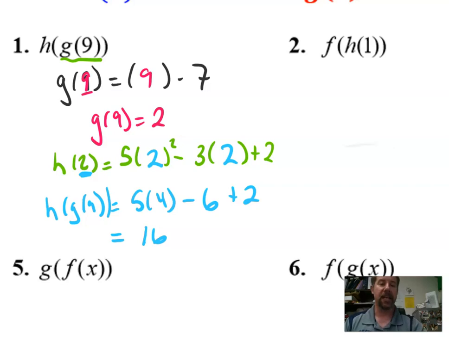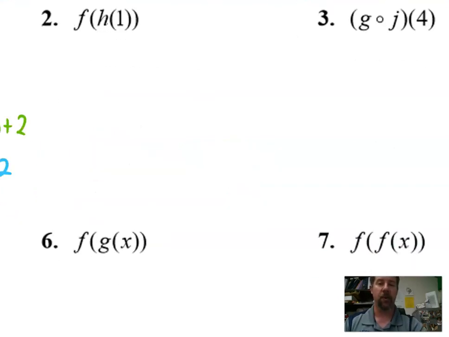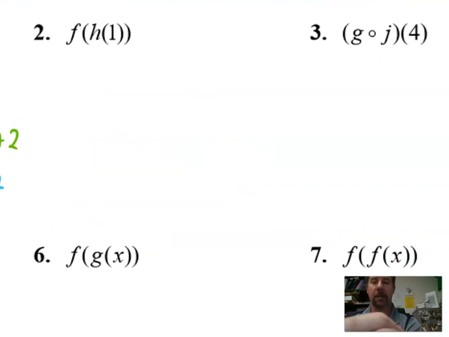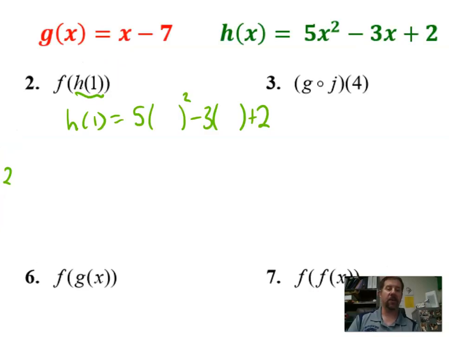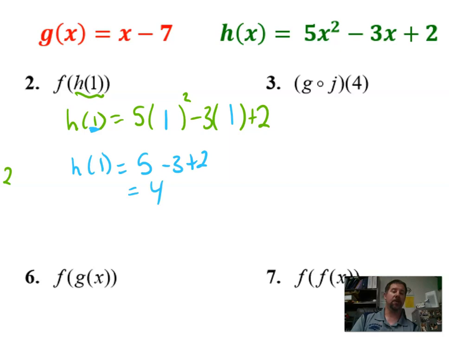All right, let's do this again now with f of h of 1. Again, if I want to do this, I'm going to start with the inside part. Order of operations, always start inside parentheses, and I'm just going to go find h of 1. h again is 5x squared minus 3x plus 2, but I want to replace the x's with parentheses, and I'm going to plug a 1 in for the x's. So this just becomes 5 minus 3 plus 2, which is 4.